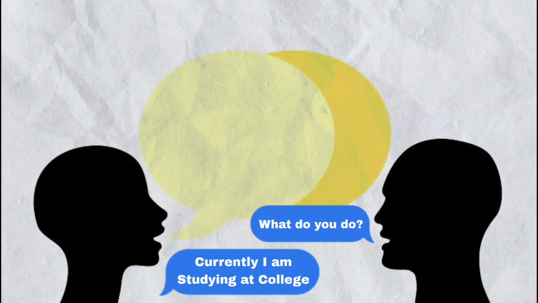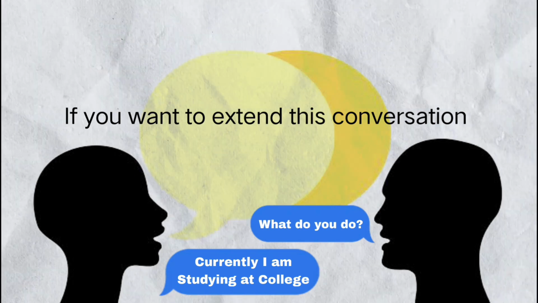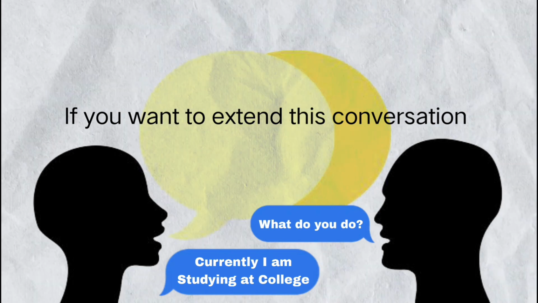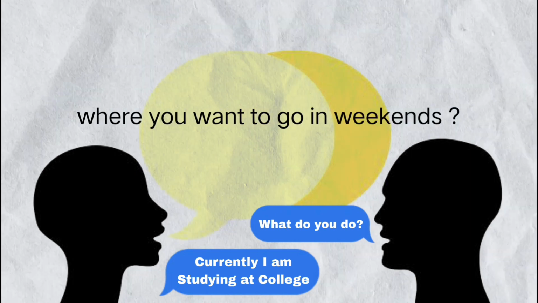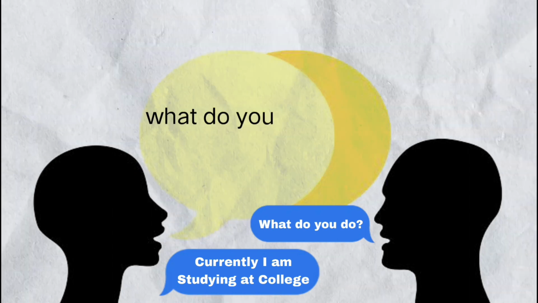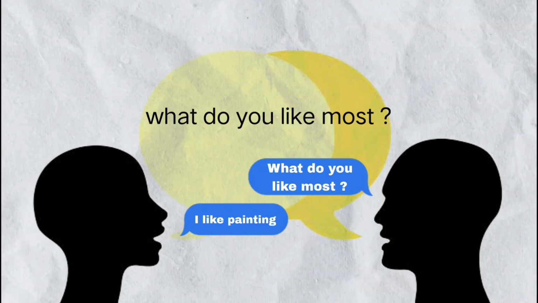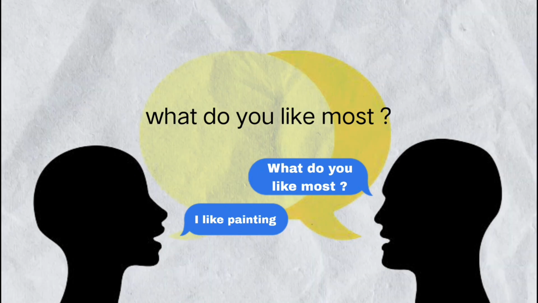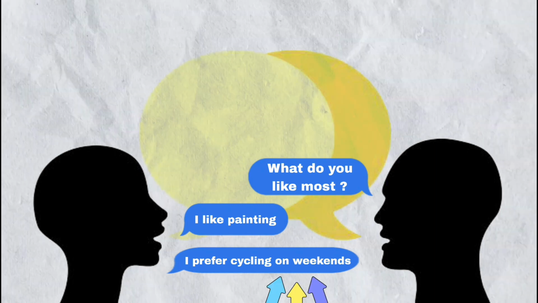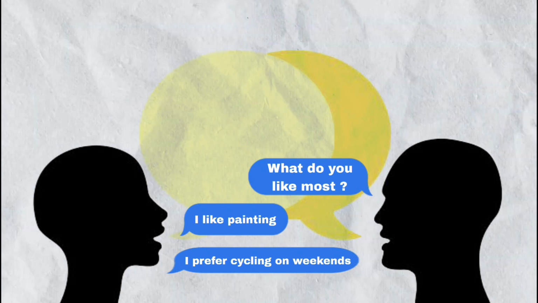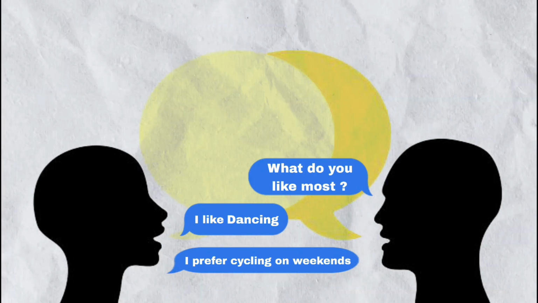Now if you want to extend this conversation, then you have to ask personal information, like where you want to go on weekends, what you like most. If you ask me, then I will say I like painting, or I prefer cycling on weekends. Here you will say your interest, what you like the most. If you like dancing, then you will say I like dancing.